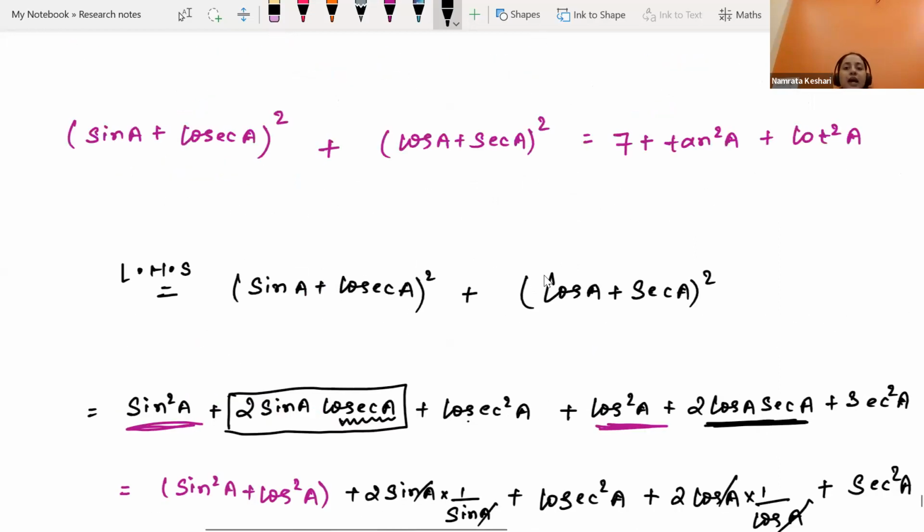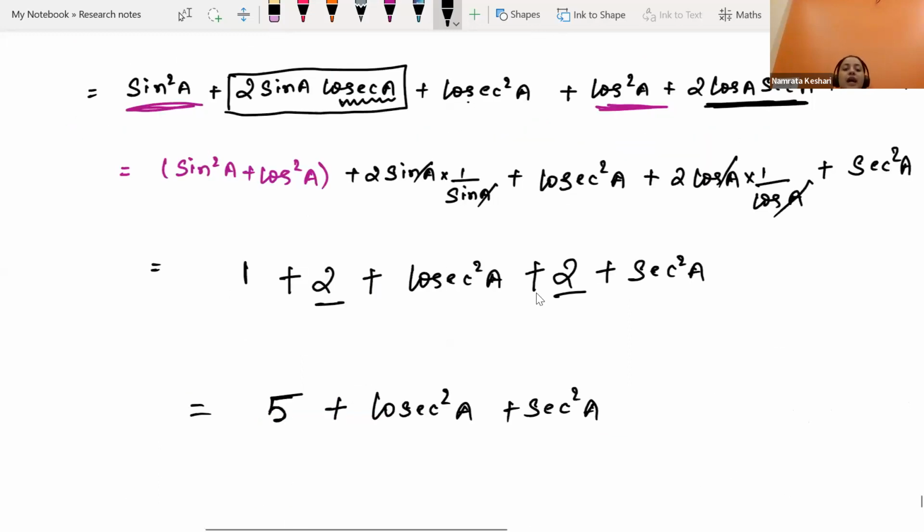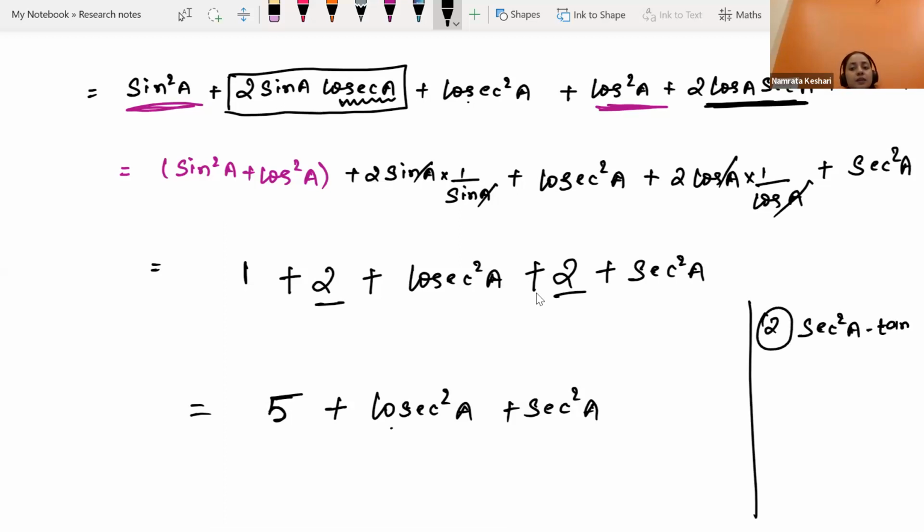Now let's see what exactly is reflecting in the proof part. In the proof, tan is there and cot is there, and we are having sec and cosec. So we know there are identities which will help us convert this cosec in terms of cot and this sec in terms of tan. The second identity was sec square A minus tan square A is equal to 1.